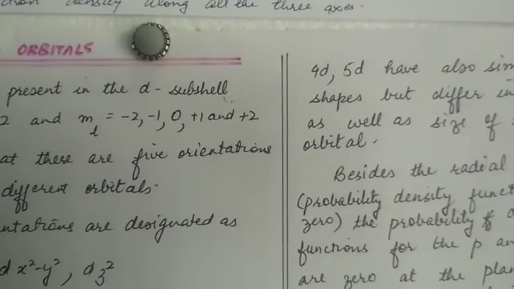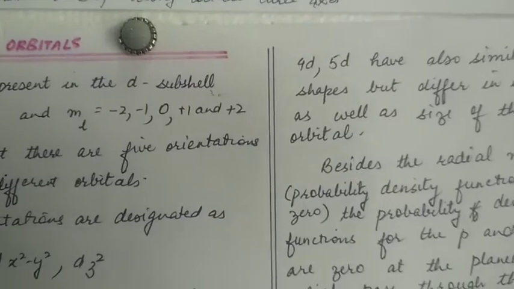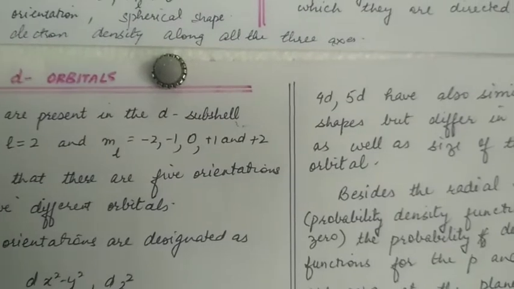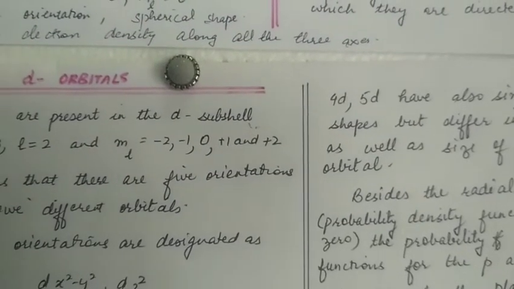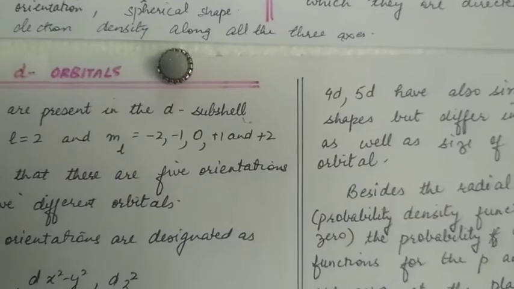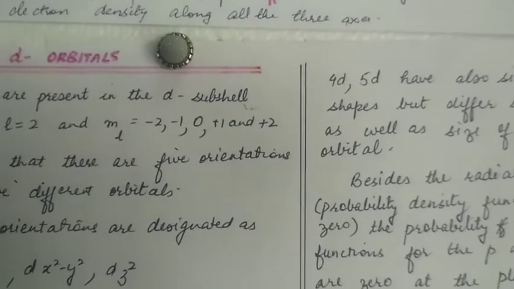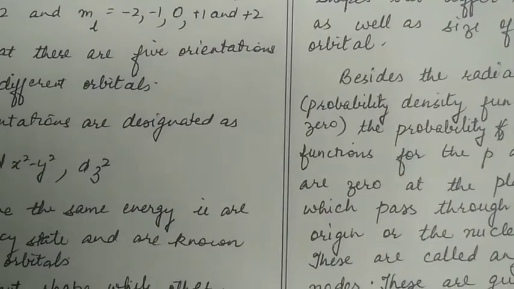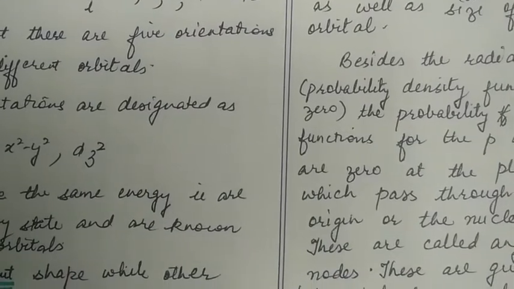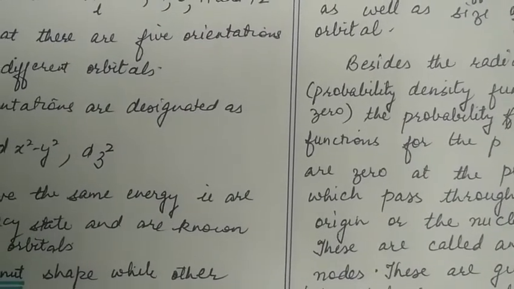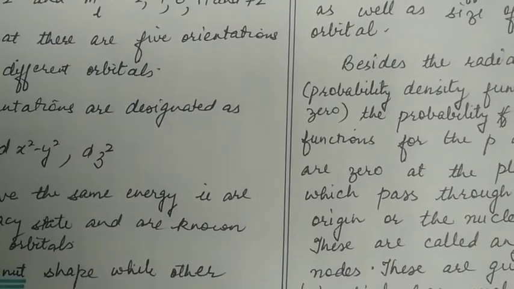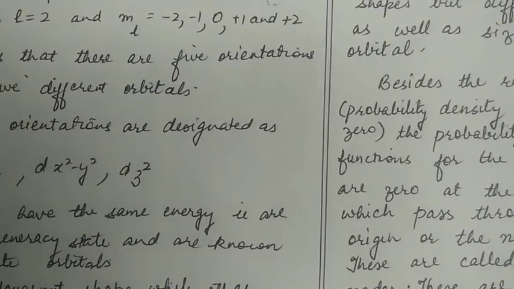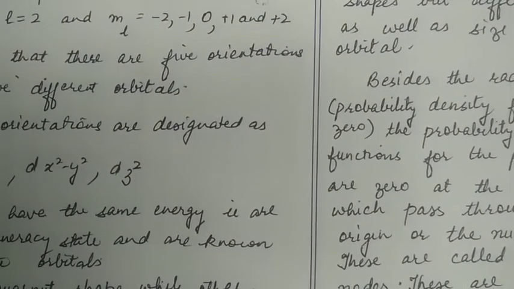So for radial nodes, you know, the formula was n-1. For angular nodes, planes where the probability of finding the electron is 0, which pass through the origin or nucleus, these planes are called angular nodes. They are given by L, which has usual value, that is 0 for S. There will be no plane for S. Then P will have L value 1, so there will be one nodal plane where probability is 0. For D the value is 2, and similarly there are two planes where probability is 0.